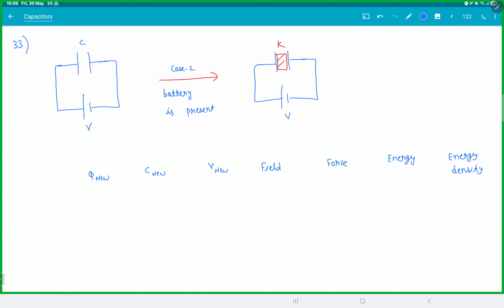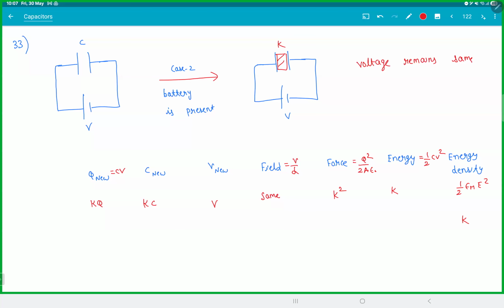Let's say the voltage remains the same. Capacitance becomes K times C, charge becomes K times, field becomes V by d, which remains the same. The force is Q squared by 2A epsilon. Again, same story. You don't mess with that epsilon here. So this becomes K squared times. Energy is half K C V squared, so K times. Energy density is half epsilon E squared. The field didn't change, so this is also K times.